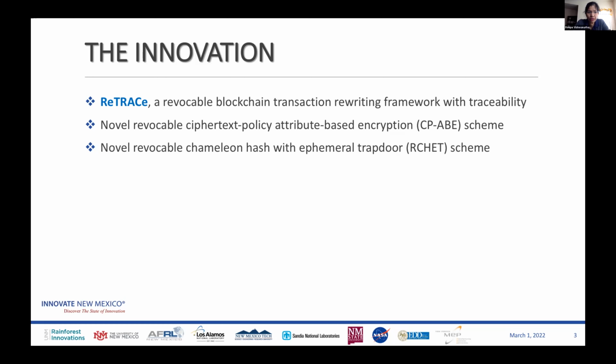In the course of designing ReTRACe, we discovered that we also need to design a few cryptographic primitives which serve as building blocks for ReTRACe, because the kind of cryptographic protocols that we needed for building ReTRACe simply did not exist at the time when we were building ReTRACe.